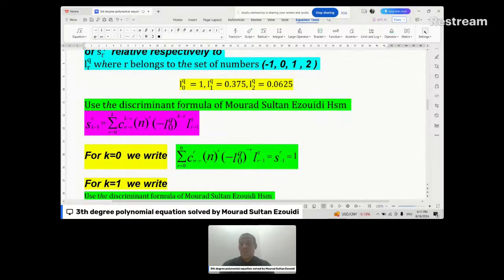Now, learners, we are going to use my discriminant formula so that you can find the coefficients of your new third degree polynomial equation.